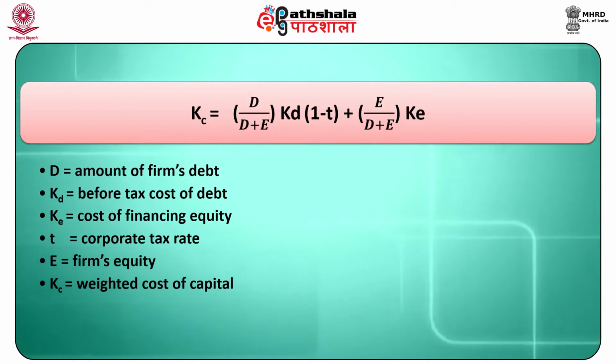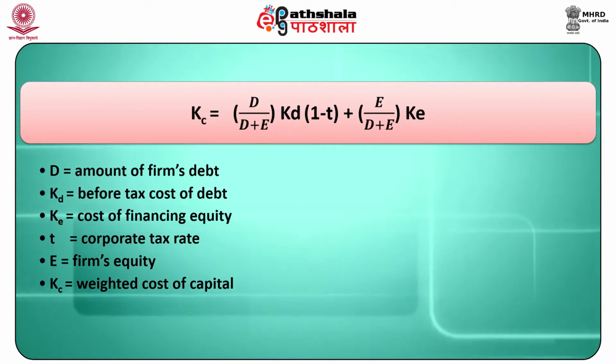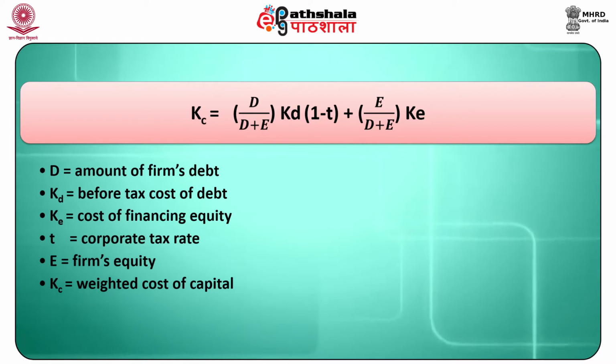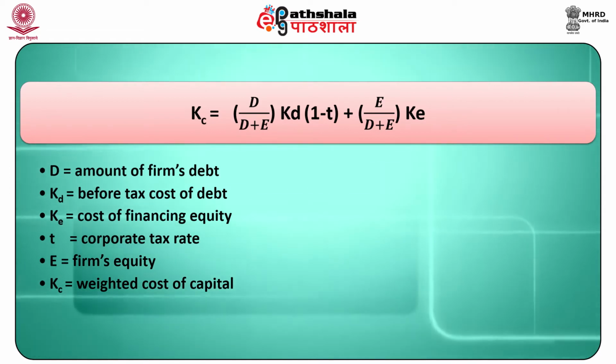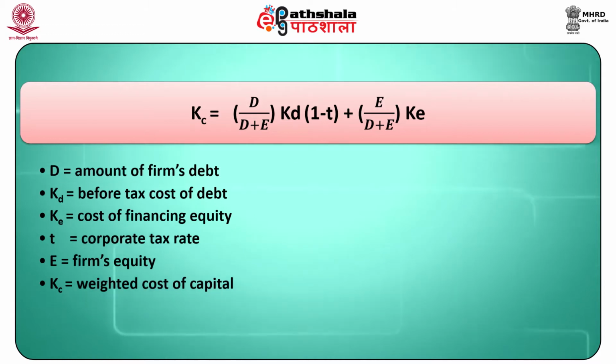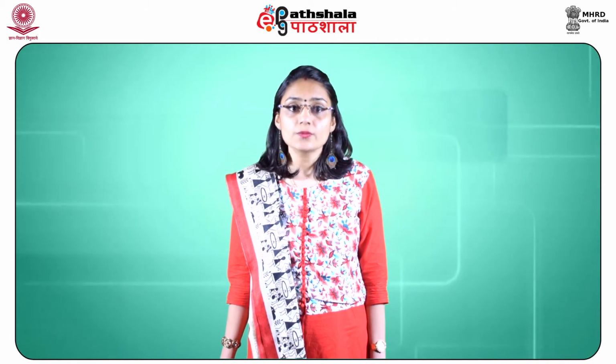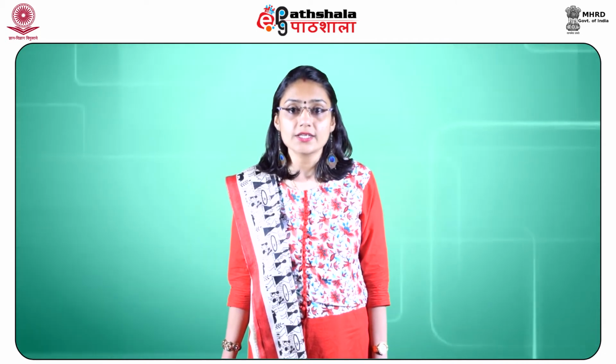Kc = D/(D+E) × Kd(1 − t) + E/(D+E) × Ke, where D is the amount of the firm's debt, Kd represents the before-tax cost of debt, Ke is the cost of financing equity, t represents the corporate tax rate, E represents the firm's equity, and Kc is the weighted cost of capital. The ratios used in the above formula show the percentage of capital represented by debt and equity.